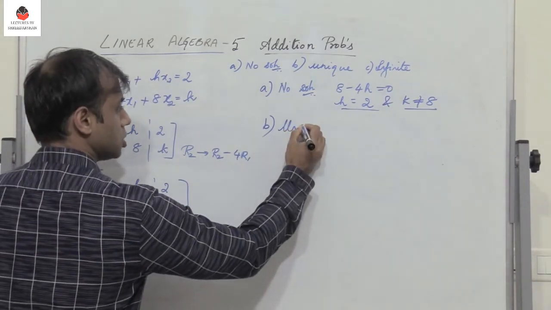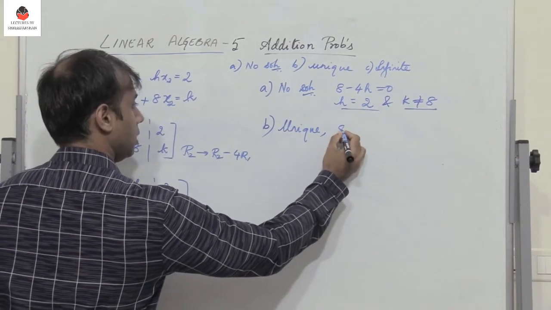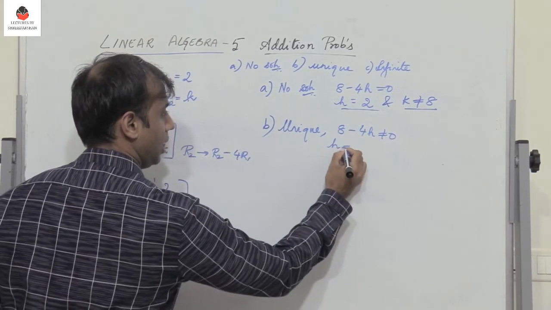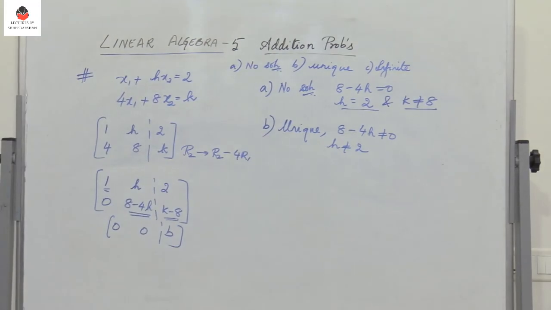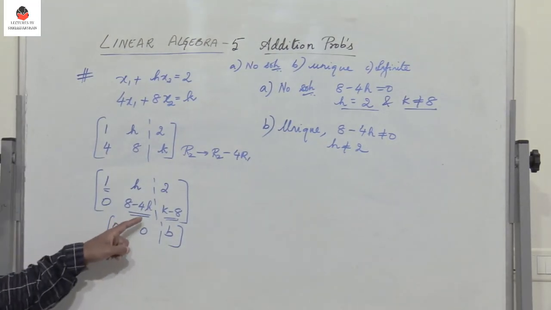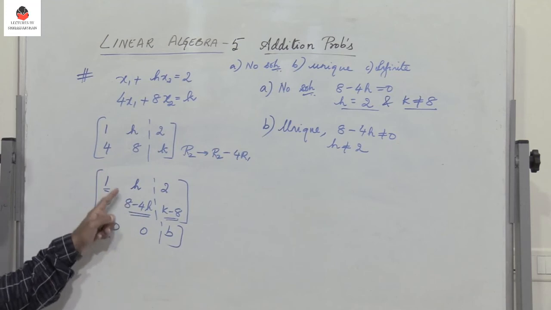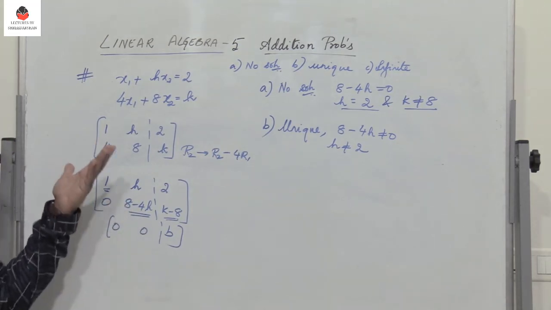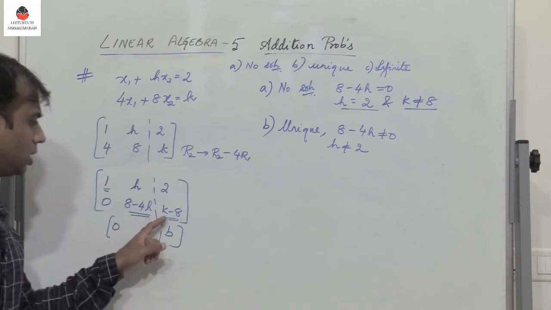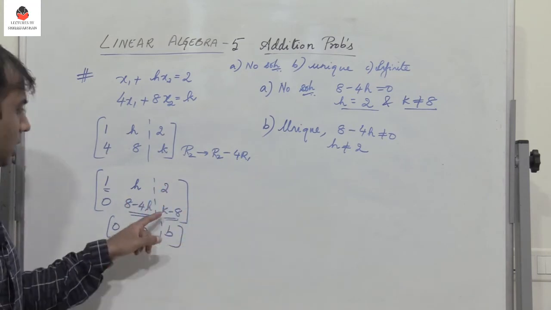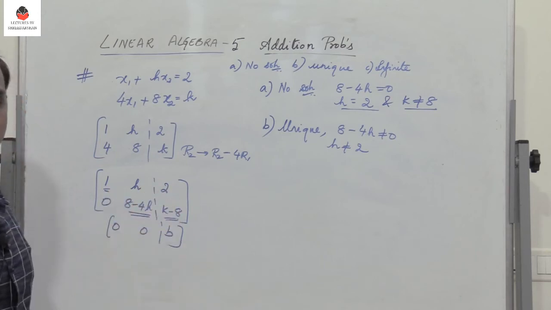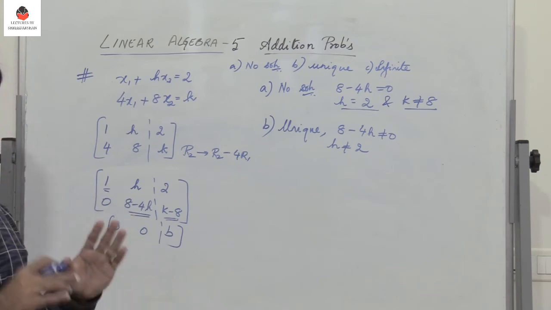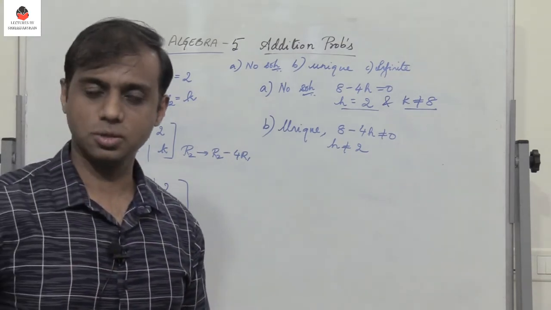For a unique solution, 8 minus 4h should not be equal to 0, or h should not be equal to 2. So if h is not equal to 2, then of course you get a pivot element here and thereby you get a unique solution. k can have any value. Whether k is equal to 8 or not equal to 8, it doesn't matter because we get two basic variables. So whenever you have two basic variables, you get a unique solution.